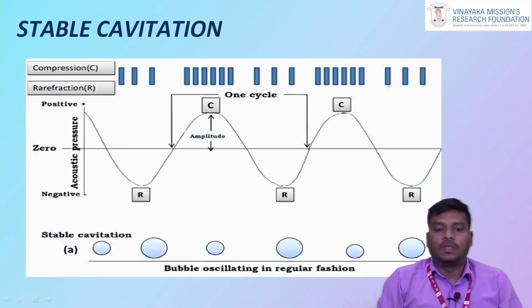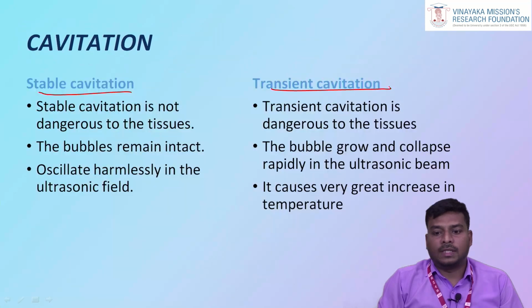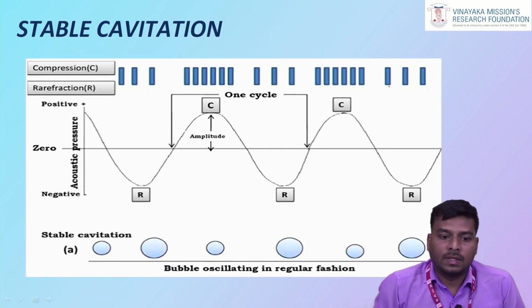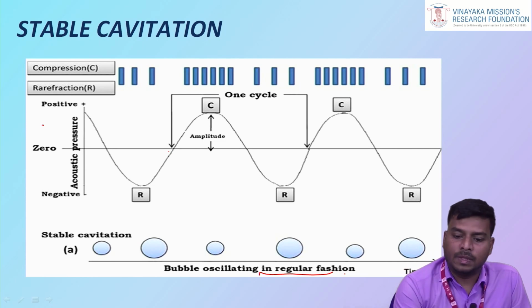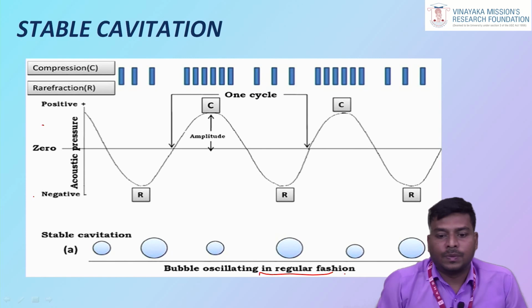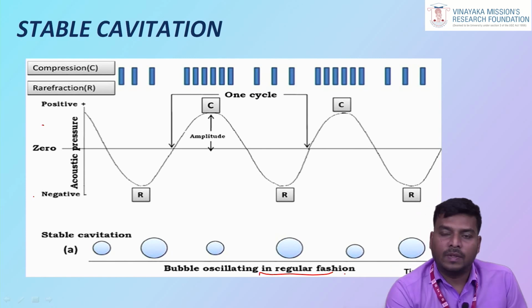Before that we discussed stable and transient cavitation. Now I explain stable cavitation. Stable cavitation refers to this image. We can see the bubble oscillation in a regular fashion. Ultrasound refers to sound waves. Stable cavitation is not dangerous to the tissue.